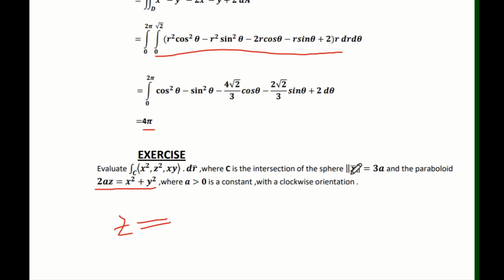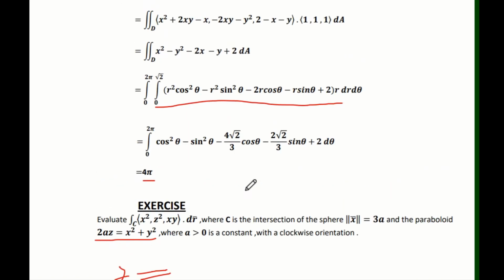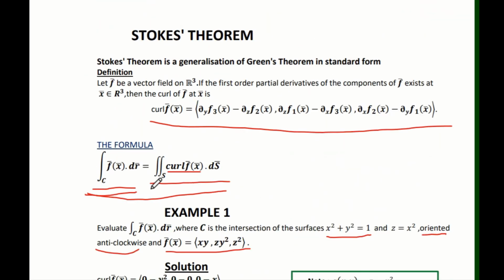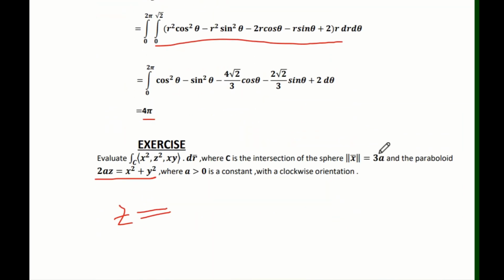And then here you have your sphere. Remember, this is the norm of x bar, so that means it becomes x squared plus y squared plus z squared equals 9a squared. So you're going to have to solve for z. With this problem, you can either find the left side or the right side, depending on how you want to solve it. You can solve for z first, writing x squared plus y squared plus z squared and putting the value of z there, and then find your circle, and then you can solve the integral.